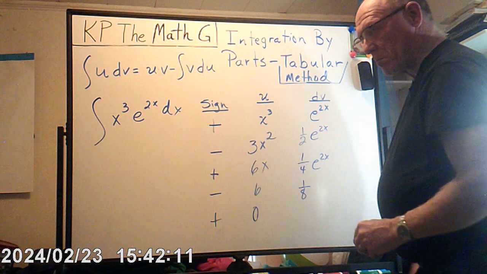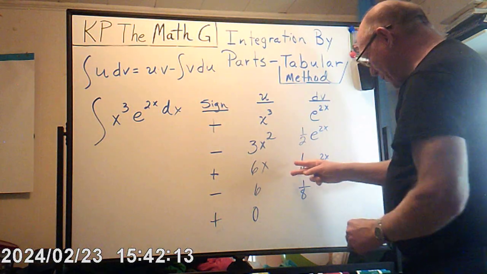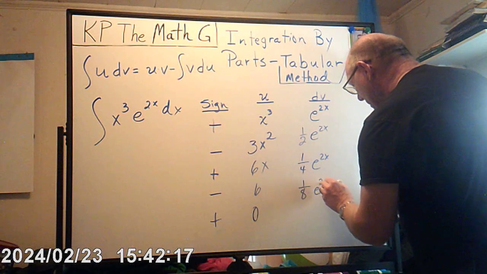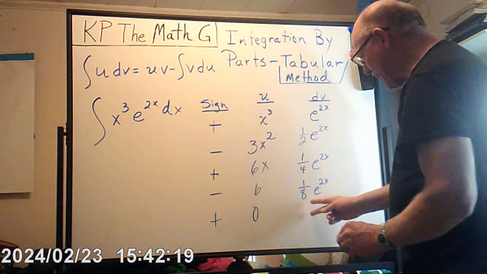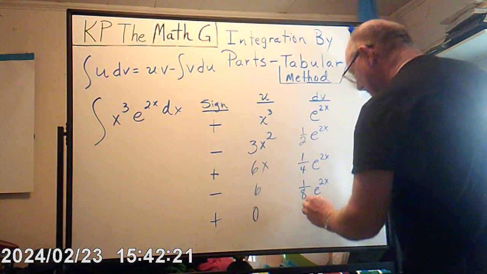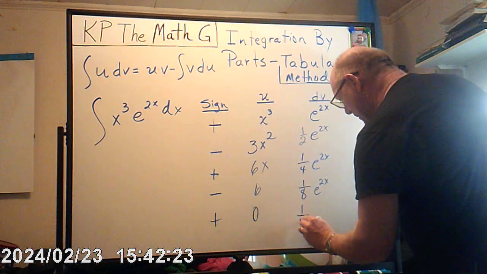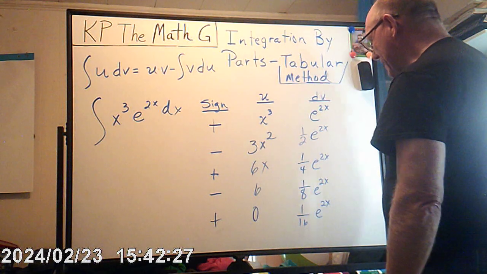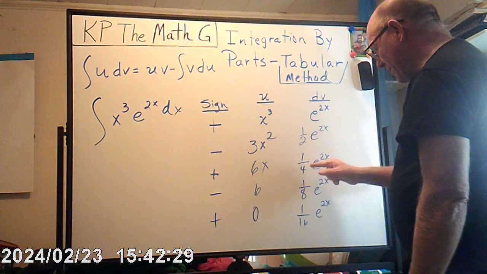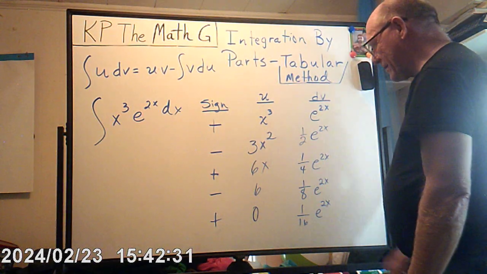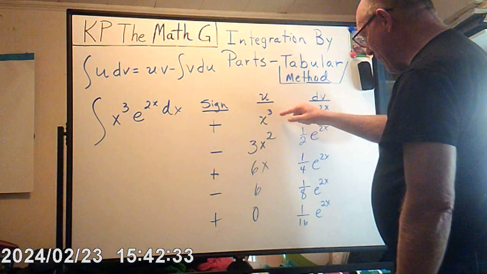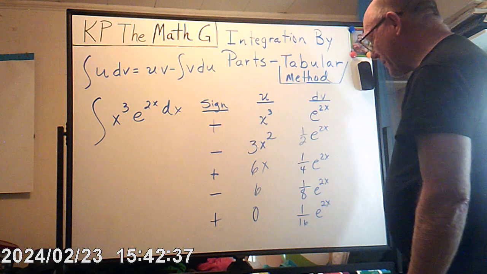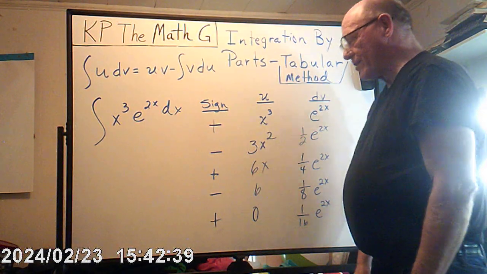1/2 times 1/4 is 1/8. Half of that, going all the way to 0, is 1/16. And each time it's e to the 2x. So 1/2, 1/4, 1/8, 1/16. We're even: 1, 2, 3, 4, 5 on both columns. So here's the first term.